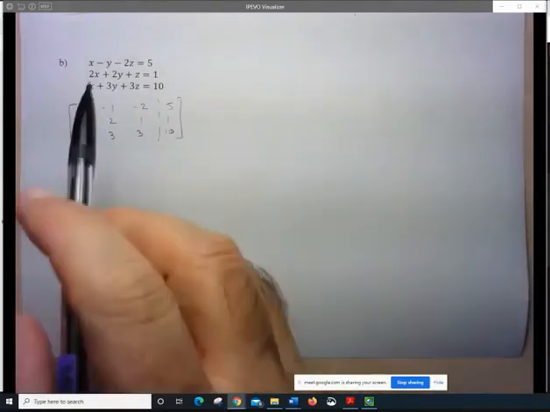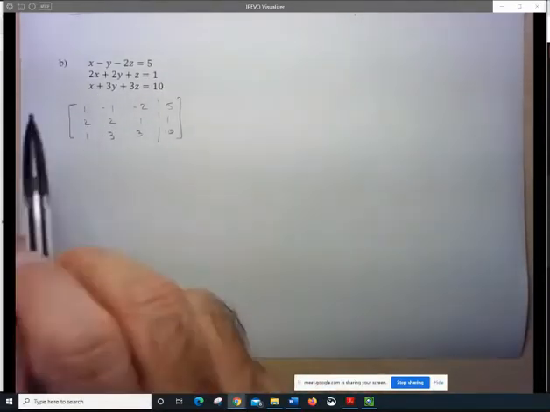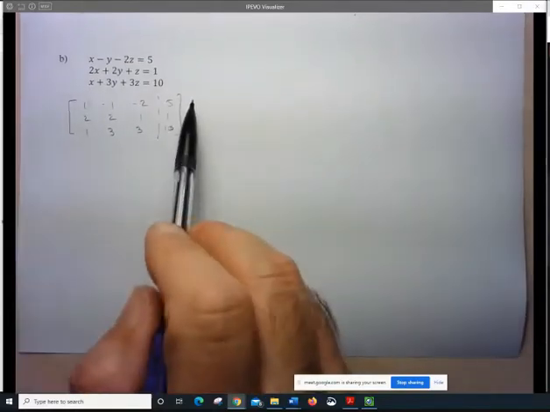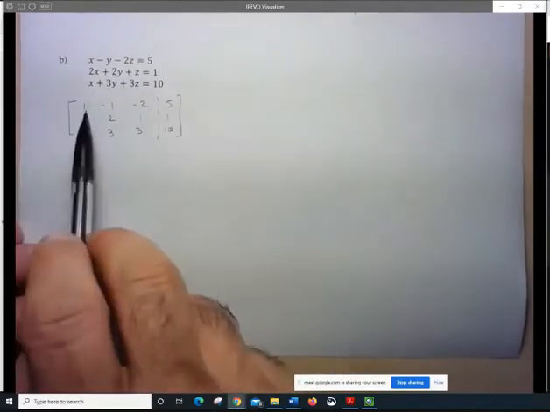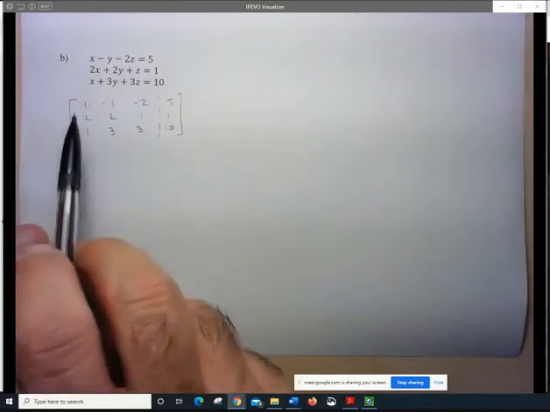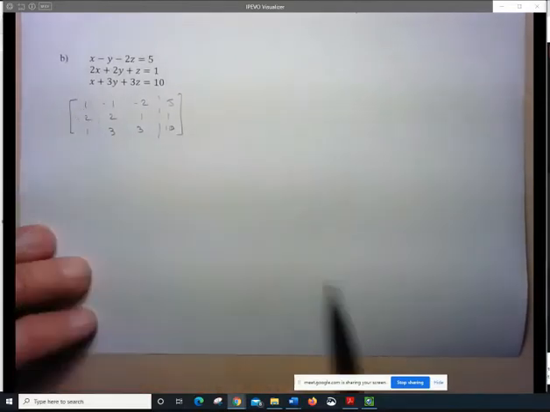So even if there's no way to get a leading 1, you're going to divide that row by whatever number it is, and you're going to start with this leading 1, because it just makes things a whole lot easier to work with that leading 1.